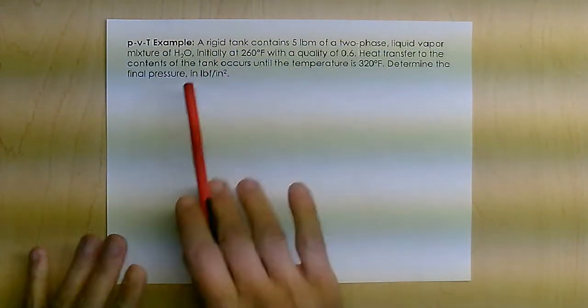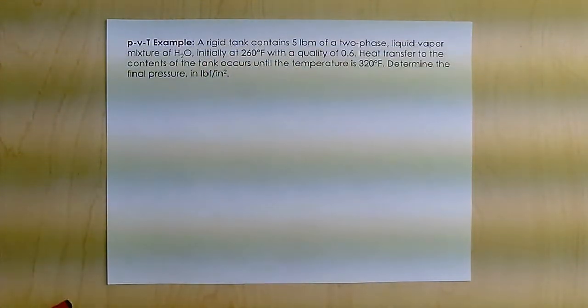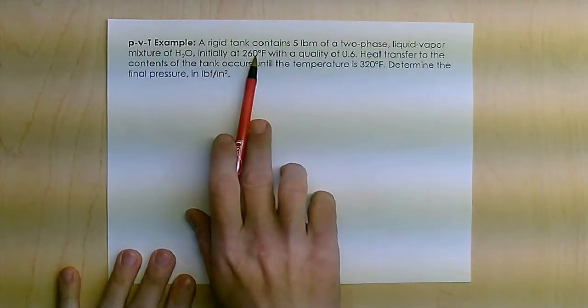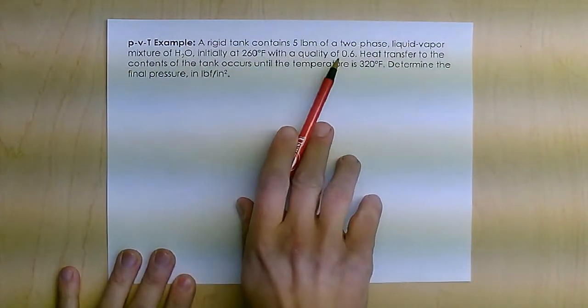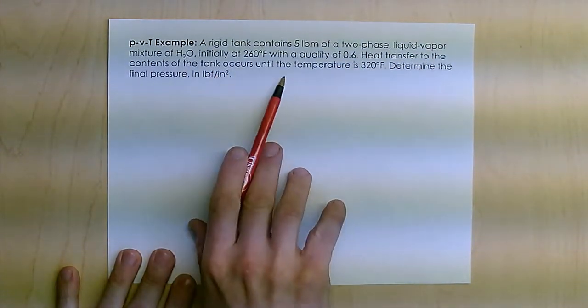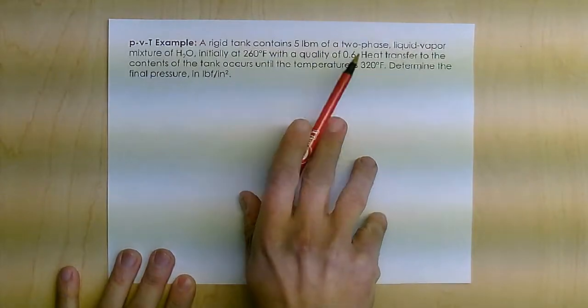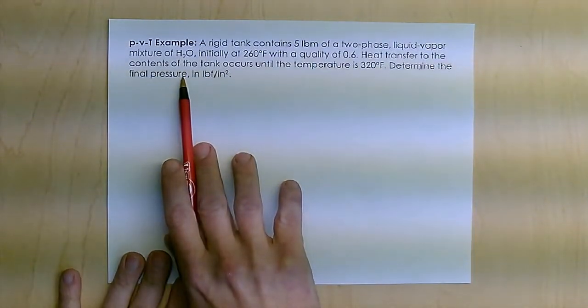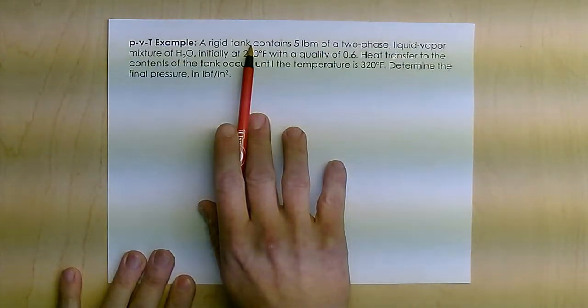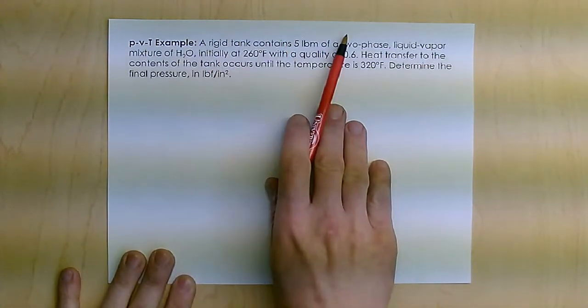Okay, so in this problem we've got a rigid tank. It's got 5 pounds of saturated water at 260 degrees Fahrenheit with 60% quality. I then add heat to it until it gets up to 320, and it says, hey, what's the final pressure? Okay, so here's the thing. Because it's a rigid tank, the volume has to remain constant.